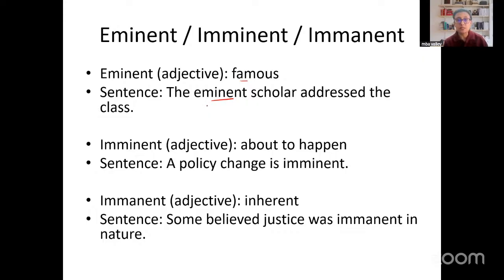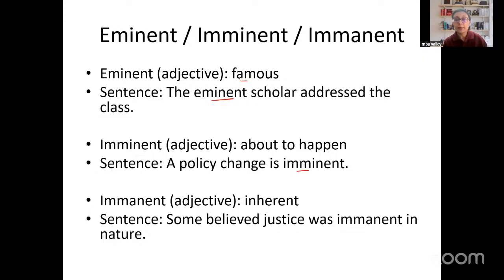Everybody knows this person. Imminent is something which is about to happen. Something which is hanging there. Something which is looming there. Something which is about to happen. That has to happen. For example, if there are black clouds outside, rain is imminent. Let's look at the sentence. A policy change is imminent.